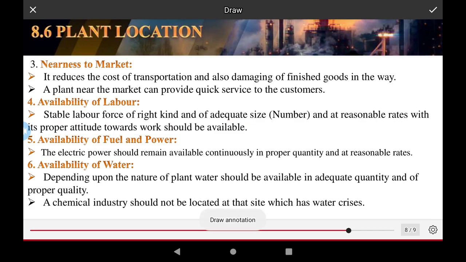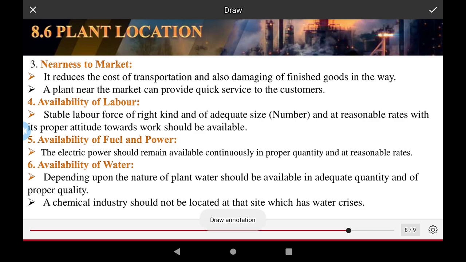The availability of fuel and power. The electric power should remain available continuously. Continuous power should be available at the plant location, with proper setting and quality. Renewable and non-renewable energy sources are very easily available at the plant location, and the power and electric supply are also easily available at the plant location.